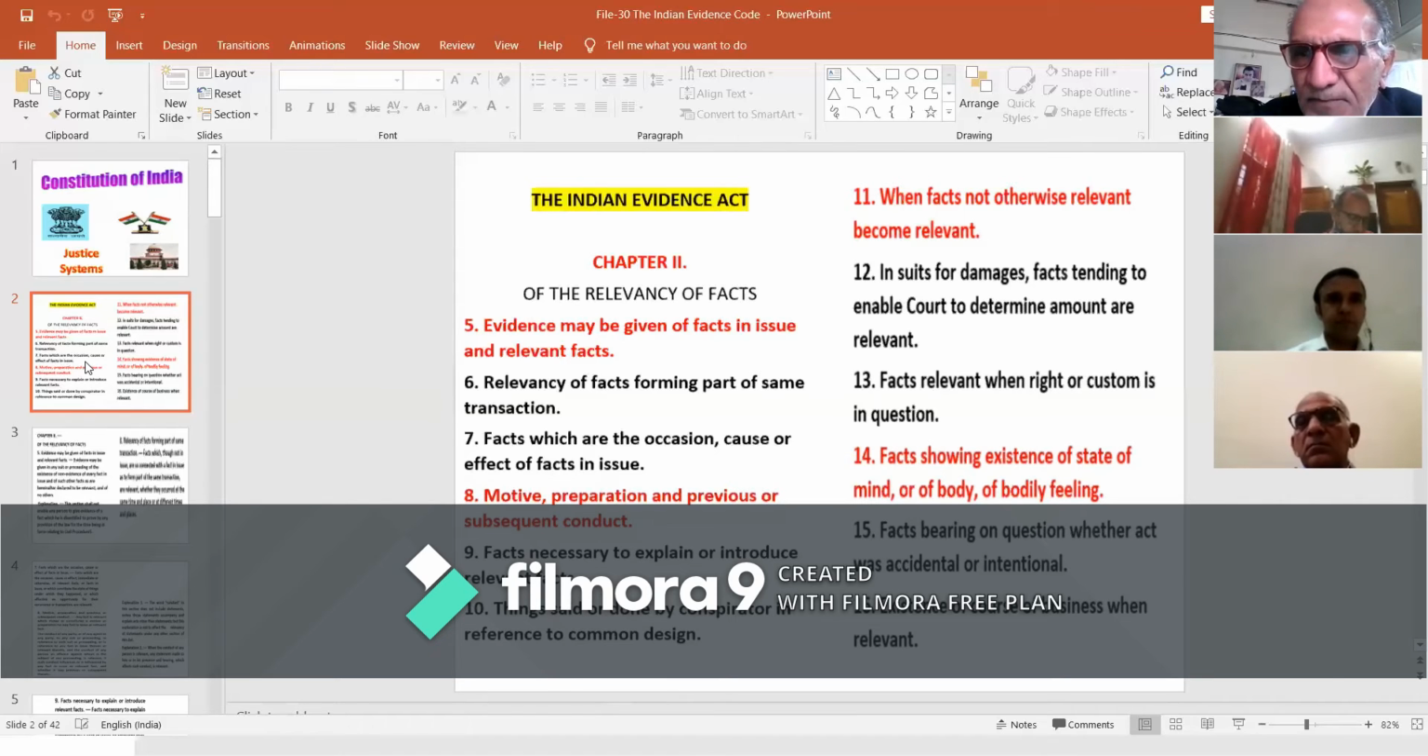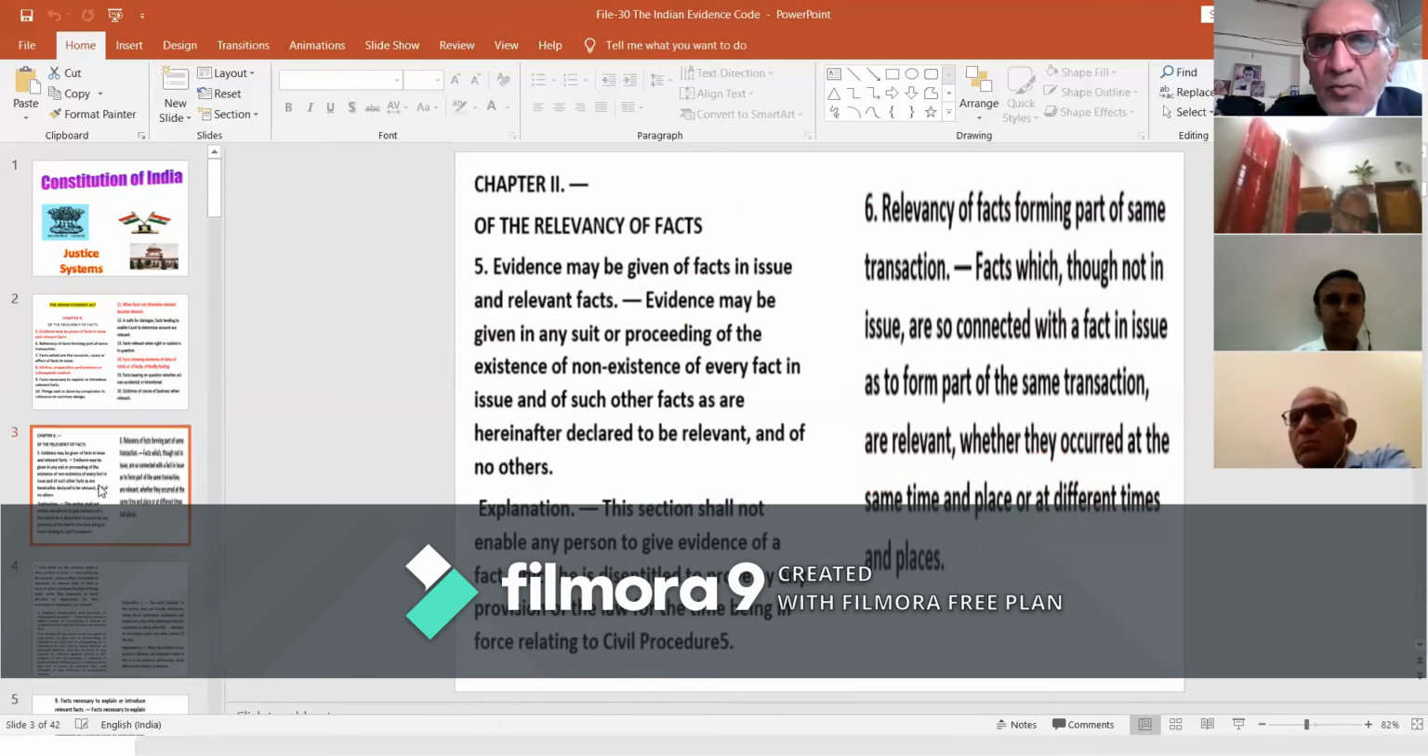It is here in this chapter 2 that this aspect of definition of relevant facts, or which facts are accepted by the Indian Evidence Act as being relevant facts, is dealt with, and it is only with respect to those that a party may be in a position to lead evidence, or is within his rights to lead evidence. Therefore, let us now read these sections 5 to 16 of chapter 2 to have an insight as to what precisely it would mean.